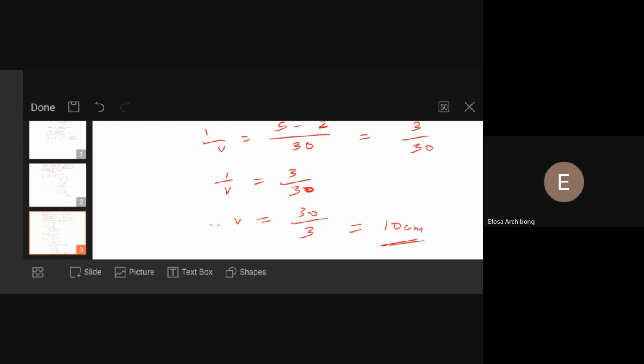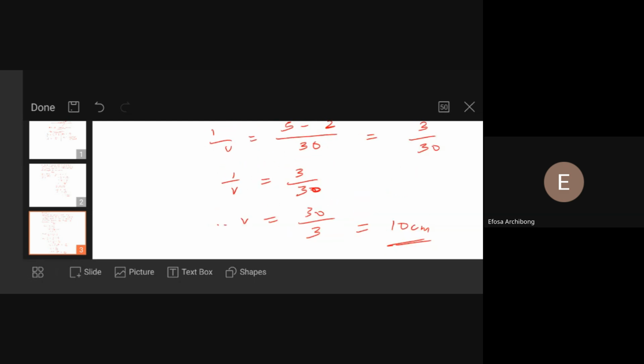Now, the next question we're being asked is whether the image formed is real or not real. That's what they meant by the nature. And given that the image distance is positive, clearly it is a real image. You can just answer the question by saying, since the image distance is positive, it means that the image formed is real. All right. That is that for that.